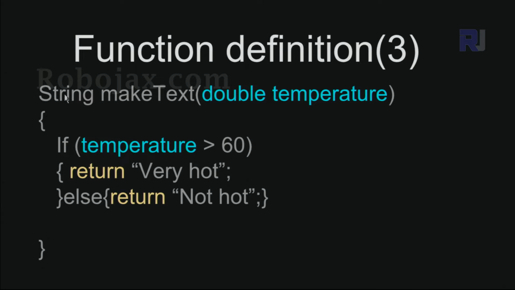This one is a type string, and the name of the function is make text. But this time it receives a double value, and whatever it receives, it will be called temperature. And here it returns something based on the value of temperature. For example, we check if temperature is bigger than 60, return this text, because this is a string, so it will return this text: very hot. Else, which means if it's not bigger than 60, equal or smaller, we will return the text not hot.